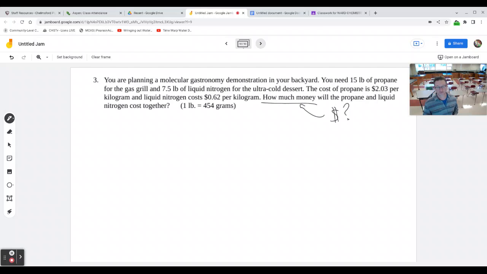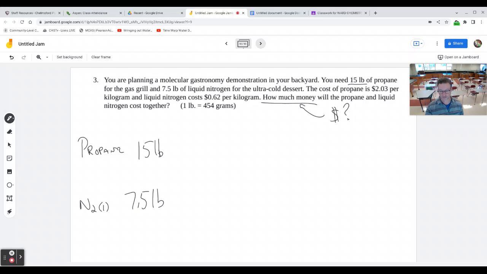I'm not expecting you to figure out how to convert them together. So we'll just take it from starting with 15 pounds of propane. So we're going to do the propane, and then we're going to do the liquid nitrogen. So I have 15 pounds of propane, I have 7.5 pounds of liquid nitrogen. I'm going to set them up in parallel, and then we can do the math. Because they're basically the same steps repeated twice with slightly different numbers in between, but the setup is going to be the same for both.